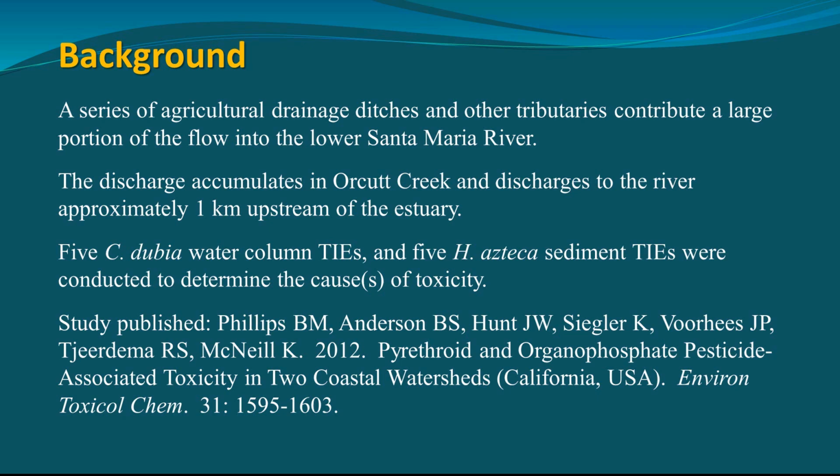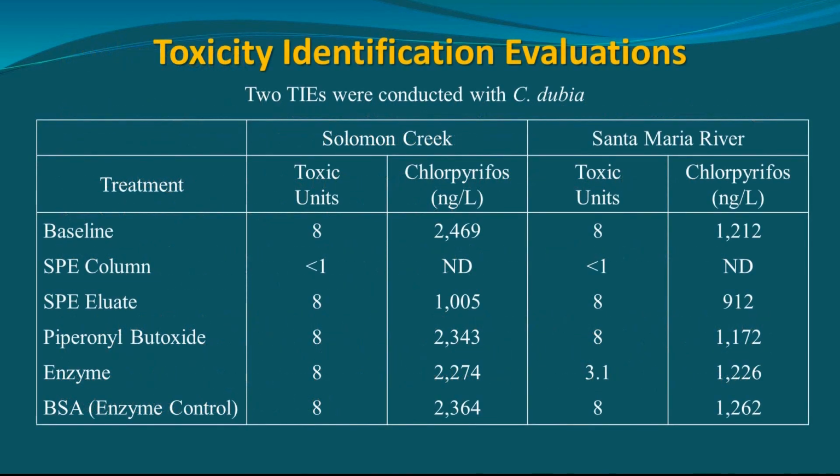So I'm just showing you the TIE results here. Solomon Creek is the creek that's draining into the river, and then these are samples from the river itself. And again, remember I said baseline samples are the unmanipulated samples. I'm just trying to see how toxic they are. So in this case, it's 8 toxic units, and what that's based on is a dilution series of that Solomon Creek sample. We did a dilution series to see the magnitude of toxicity in that sample, and the magnitude adds up to 8 toxic units.